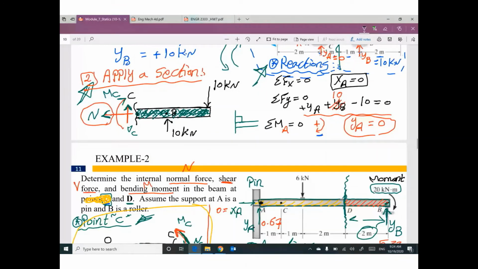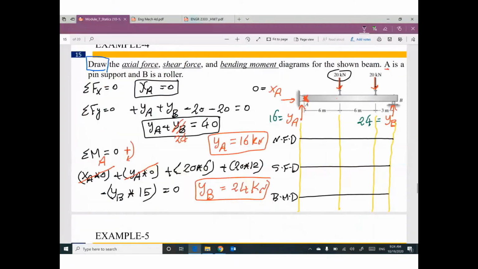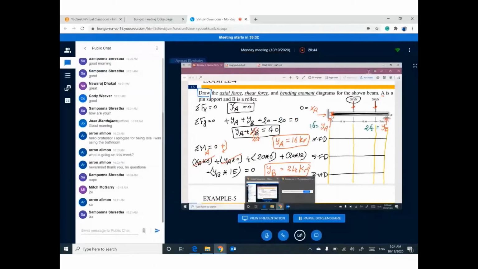My question is, which force on this beam is parallel to the beam? Is it YA? Is it YB? Is it 20? Is it 20 or XA? Which force is parallel to the beam? Any answer? Which reaction? Thank you. That makes sense.